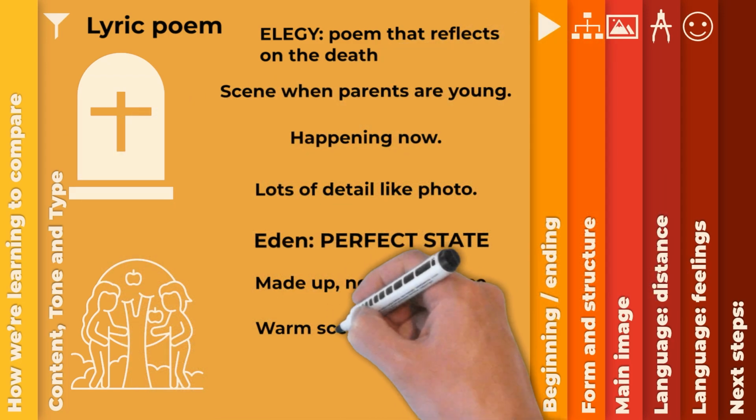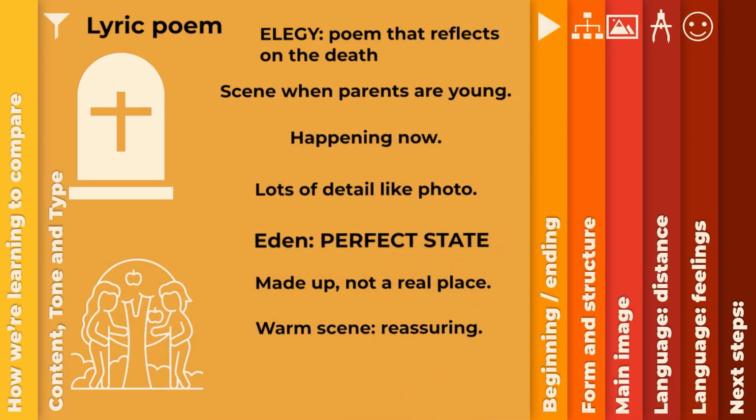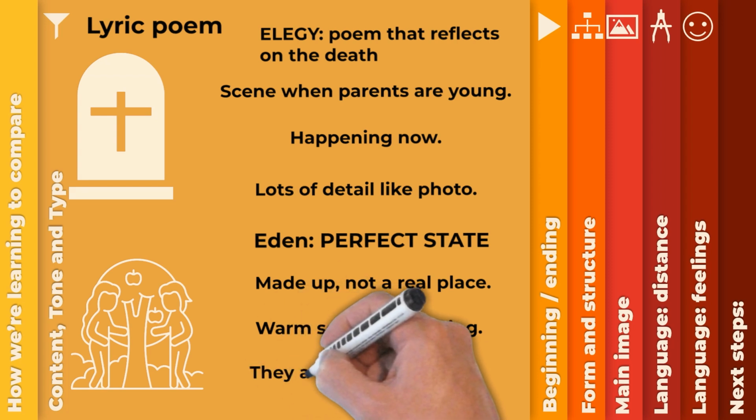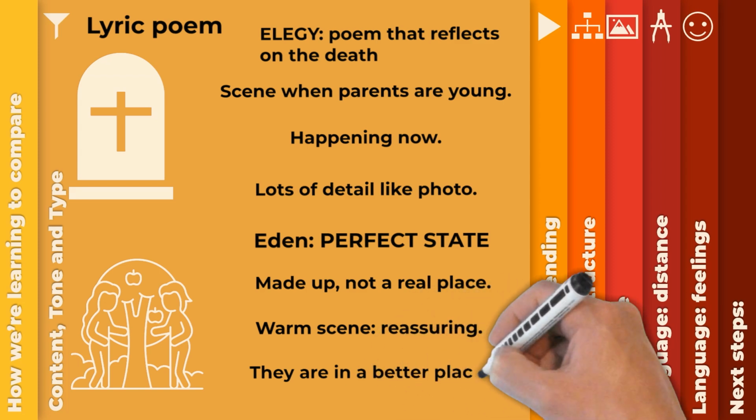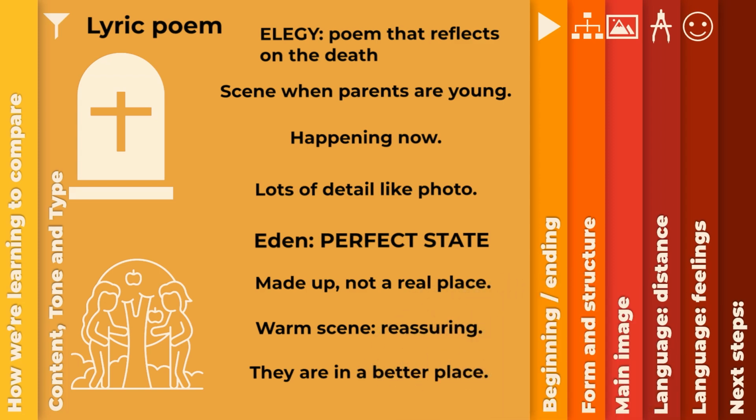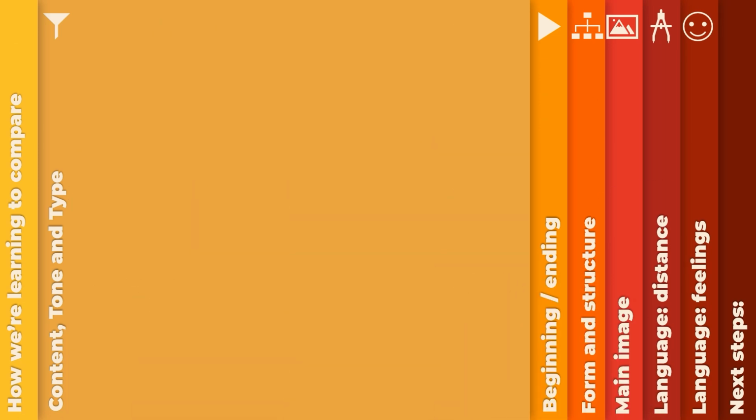The tone is created with a comfortable, warm scene, and the poem is reassuring about the afterlife. And the overall meaning of the poem is that it's okay to have lost someone. For Causley, they're in a better place. I'm assuming that you've read the poem, so let's jump straight into analysing it.